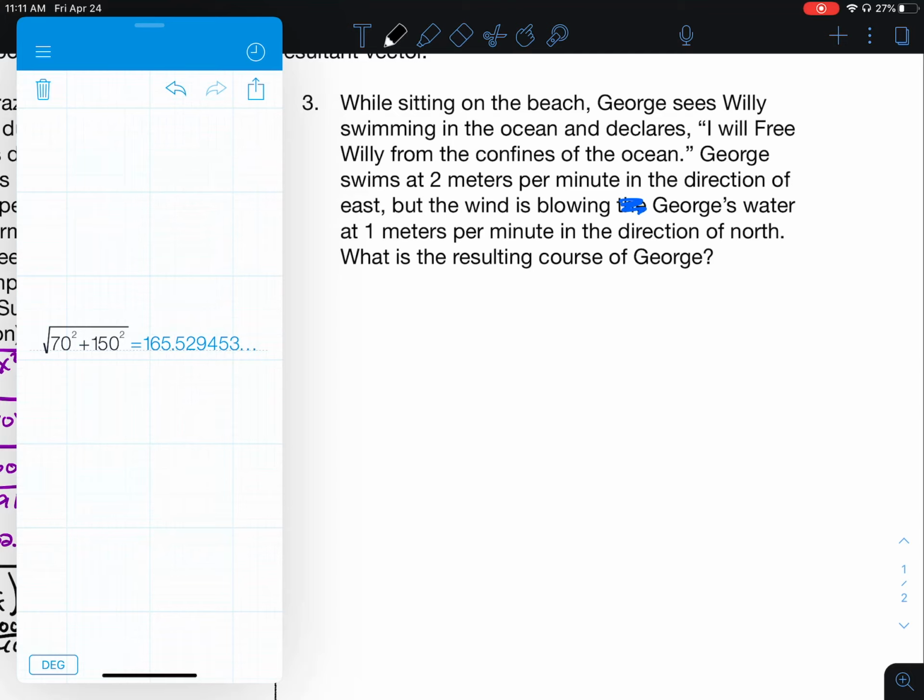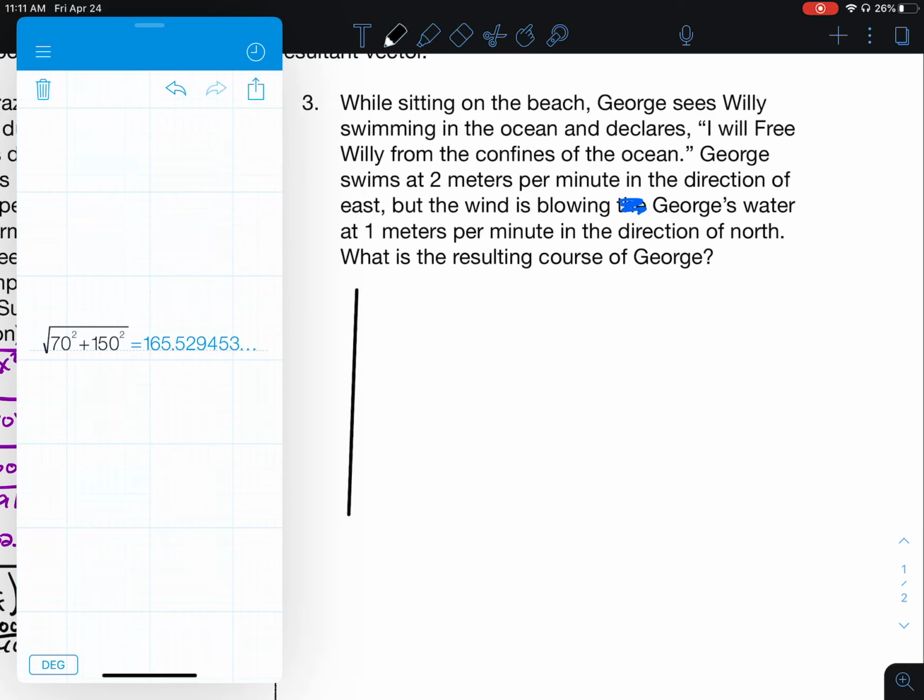All right, so George is swimming 2 meters per minute in the direction of east, like so. So this is a vector, 2 meters per minute. And then we have the wind, which is blowing at 1 meter per minute north. And if I want to draw this using a reference, let me redraw that. That was not good.